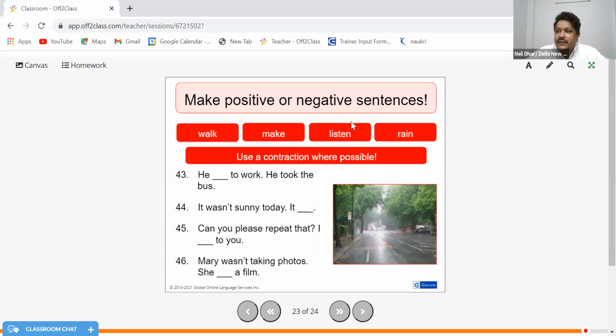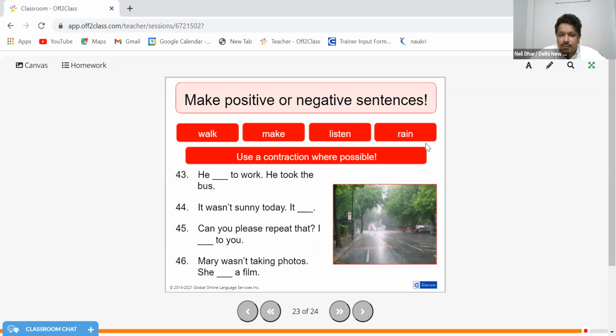Okay, number 43. He wasn't walking to work. He took a bus. Now, if I say he was walking to work, he took the bus, again, grammatically correct, the sentence doesn't make sense. So he wasn't walking to work, he took the bus. 44, it wasn't sunny today, it was raining.